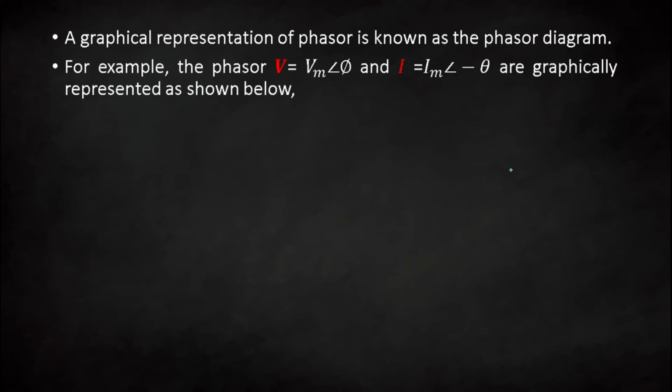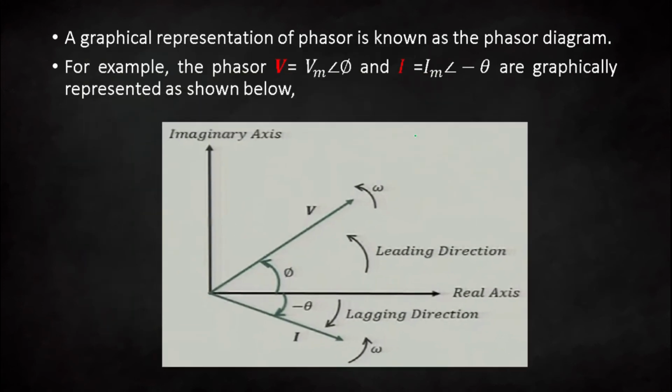A graphical representation of a phasor is generally known as a phasor diagram. Now let's say, for example, we are going to draw a phasor diagram of a given voltage and current. Here we have shown the voltage and current in bold, which means they are phasors. Sometimes they will be shown as V bar and I bar. Here Vm is the magnitude and phi is the phase. Here Im is the magnitude and minus theta is the phase.